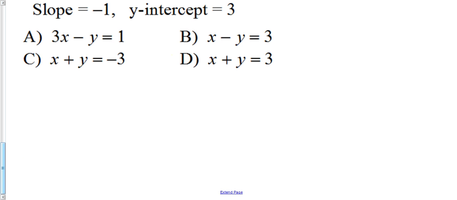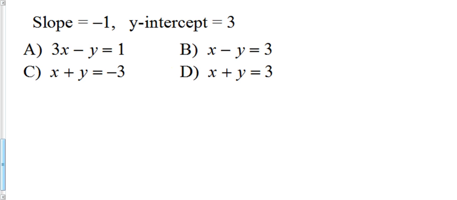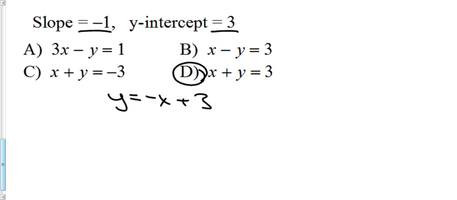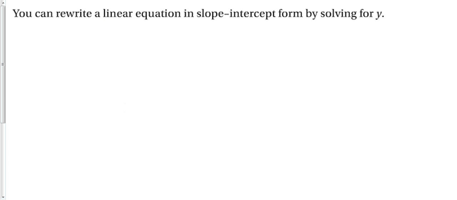With a problem like this, we'll get to more of how to change a slope-intercept into a different form. But here I see my slope, I see my intercept. I can write this as y is equal to -1x or -x plus 3. I don't see that answer anywhere, but if I add x to both sides, I would get that answer right there.